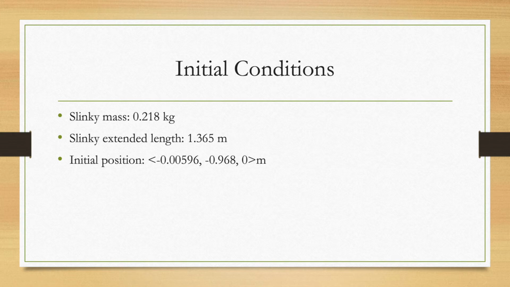The initial conditions for our system were: the slinky mass was 0.218 kilograms, the slinky extended length was 1.365 meters, and the initial position was the one you can see on the screen. Both of these data for the slinky are standard, and we found them on the internet. The initial position was the one given by Tracker.